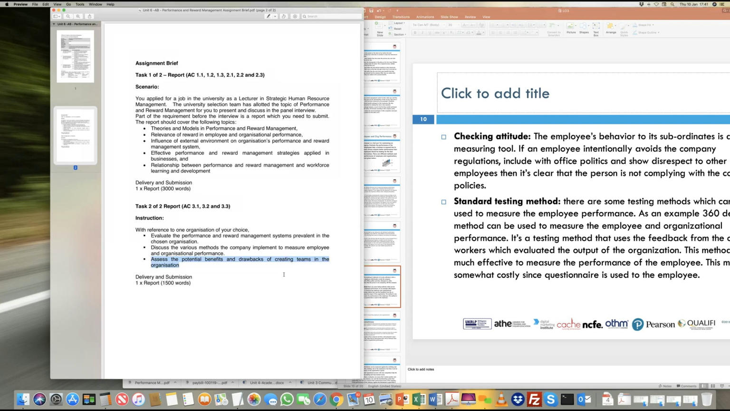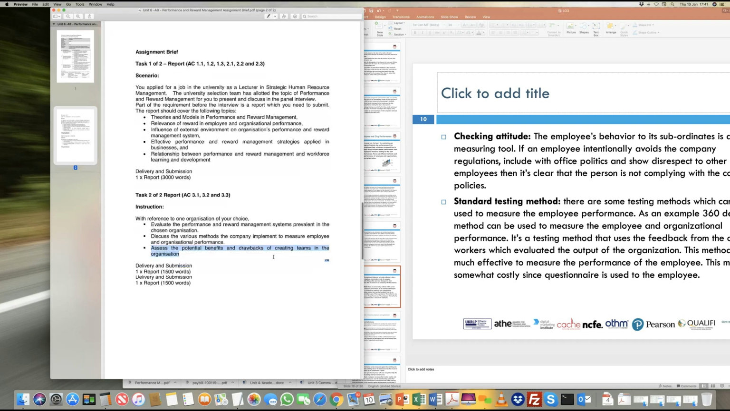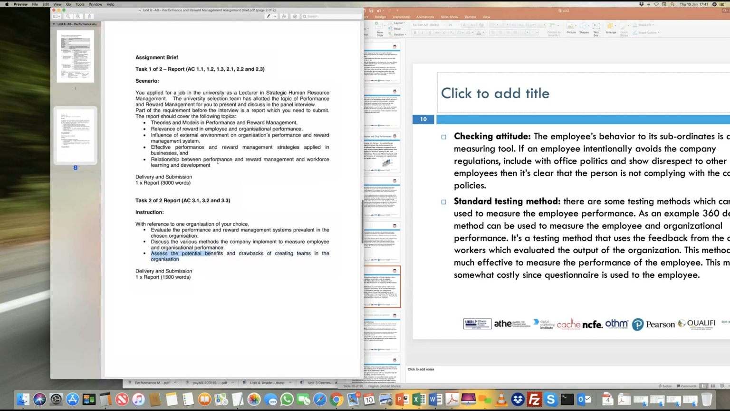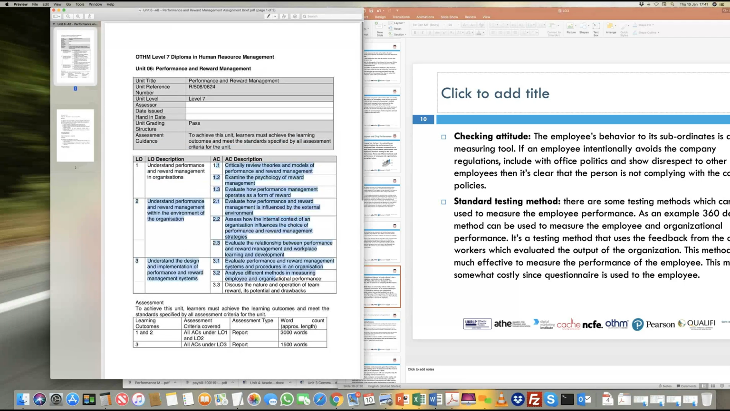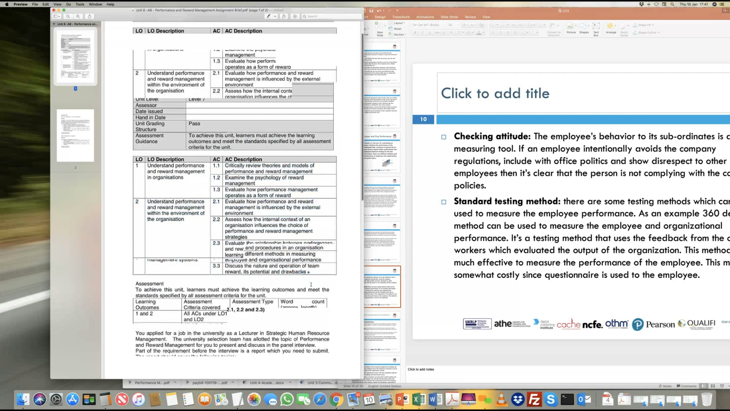So the context given in the assignment is that you're interviewing for a job role as a lecturer to teach HRM, and you've been asked to present these topics to the panel during the interview. And in this, you've been asked to cover all the tasks of the assignment brief, of the unit essentially that we've covered. All these tasks here. Okay.